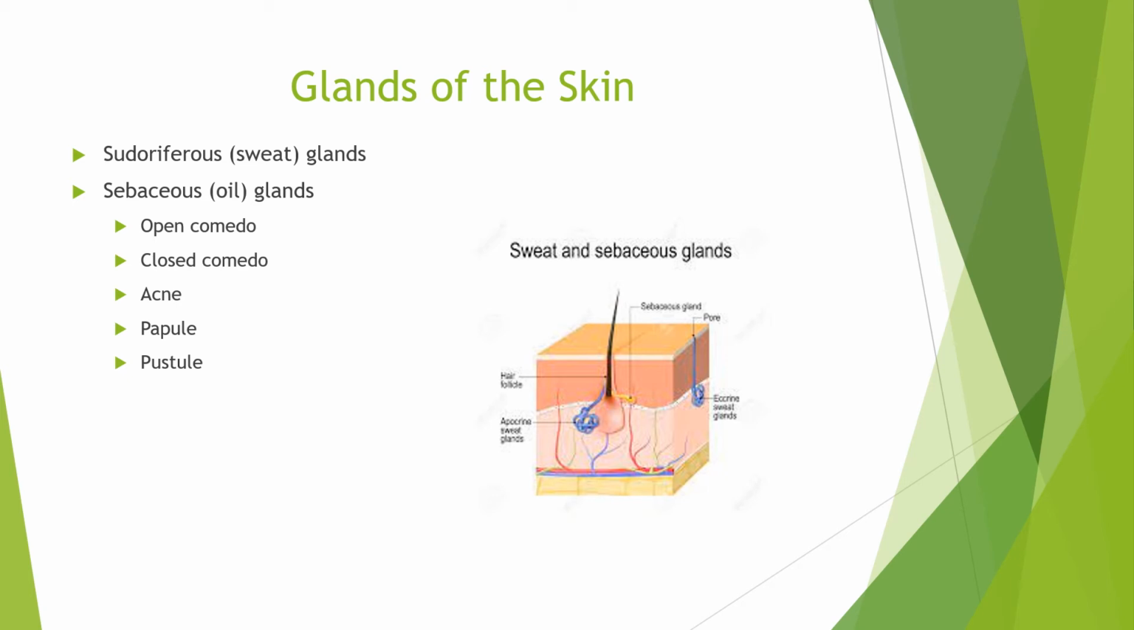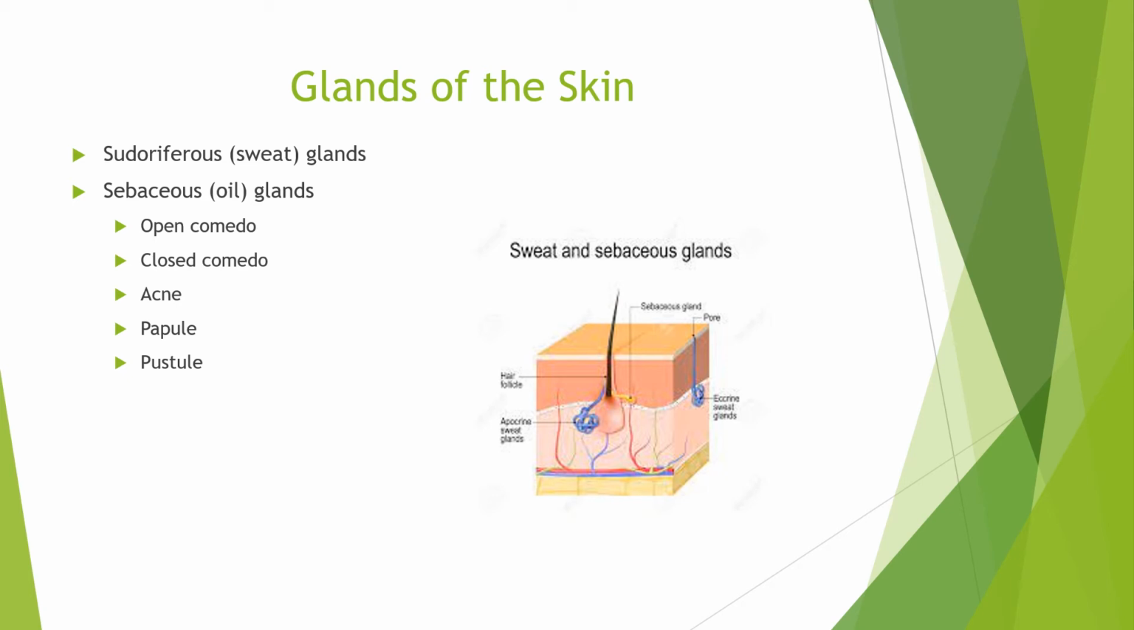Practically all parts of the body are supplied with sudoriferous glands, which are more numerous on the palms of the hands, soles of the feet, the forehead, and the underarm or armpit. They regulate body temperature and help eliminate waste products from the body.